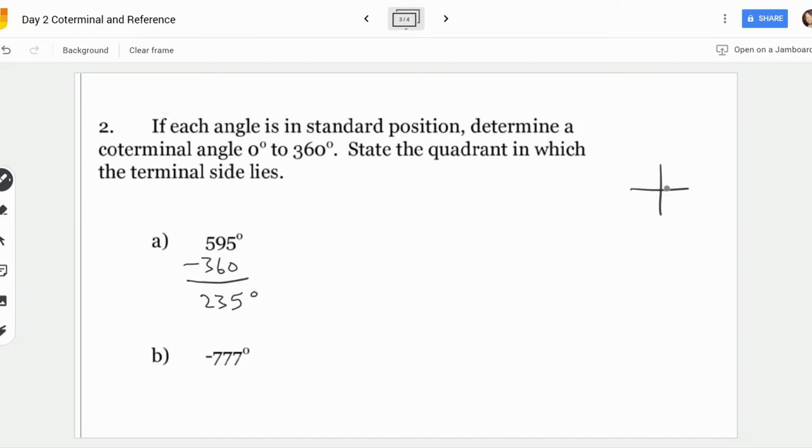And then we could graph that if we wanted to. It would look just like this. You start the initial side right there, and to go to 235, that's 90, that's 180, and then 235. Maybe it's like right there.